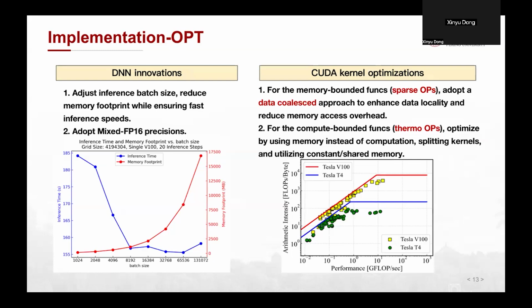Next is the CUDA kernel. The optimization strategies can be mainly divided into two parts. First, the memory bound functions adopt a data coalescing approach to enhance data locality and reduce memory access overhead. And for the compute bound functions, we optimize by using memory instead of computation, splitting kernels, and utilizing constant and shared memory. And finally, we can see that all the kernels show good performance, near the hardware limit.